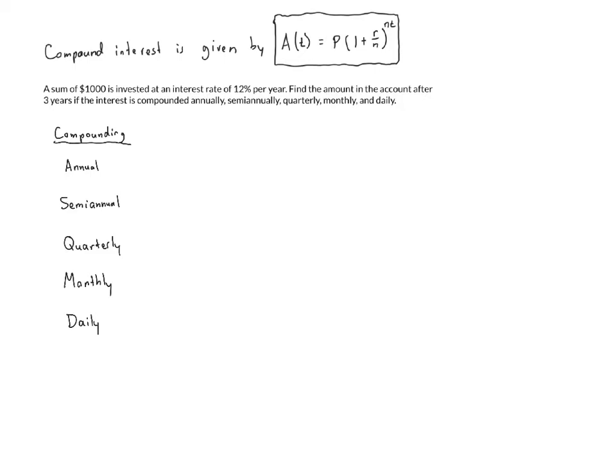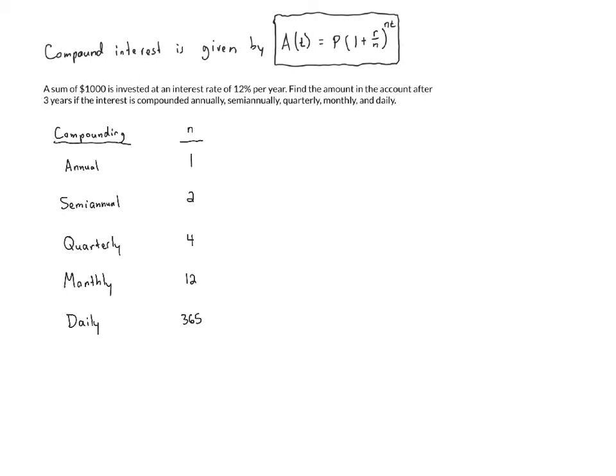Now for each of these, I want to write out what n is. Remember, n is the number of compounding periods per year. So if it's compounded annually, that's just 1, because it's compounded at the end of the year. If it's semi-annually, that'll be 2, once after the first 6 months and then once after the second 6 months. Quarterly, n is 4, because there's 4 quarters in the year. Monthly, n will be 12, because there's 12 months in the year. And daily will be 365, because there's 365 days in a year.